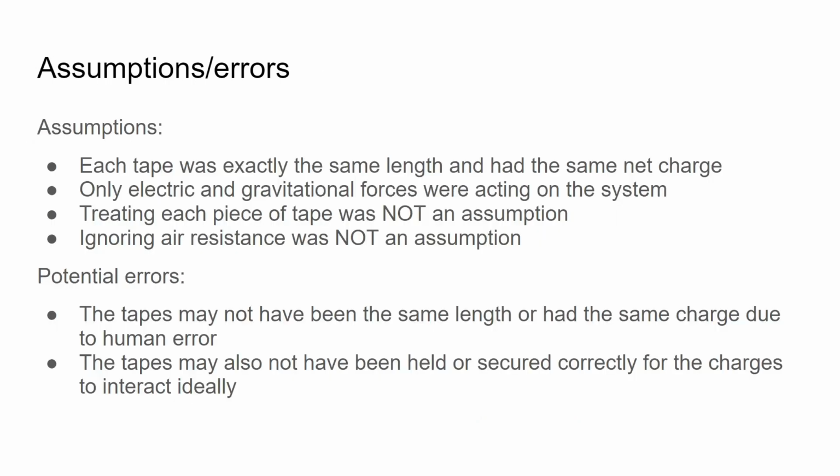Some important assumptions were taken which may have impacted the calculation of the electric force. It was assumed that each tape was exactly the same length and had the same net charge, which could very well be untrue due to human error. It was also assumed that only electric and gravitational forces were acting on the system. It was not assumed that each piece of tape could be treated as a point particle. Air resistance did not need to be ignored, since the floating tape is at rest and not moving through the air. Some errors may also have occurred. As already discussed, the tapes may have not been the same length or had the same charge due to human error. The tapes may also not have been held or secured correctly for the charges to interact ideally.